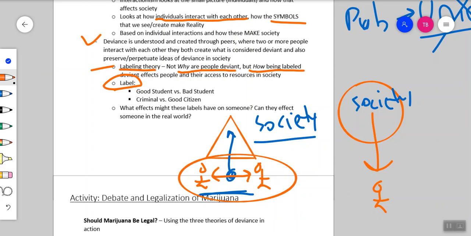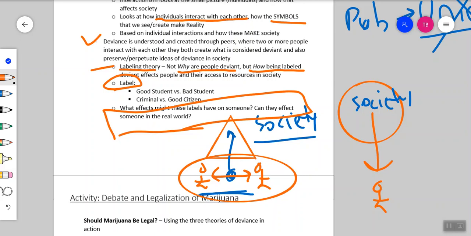We saw this maybe with the Stanford prison experiment or the Milgram experiment. What happens when an authority labels somebody something can actually change reality for that person. So deviance from the interactionist perspective isn't so much about whose power it's serving, or why it's made illegal, or what it functions as in society, but about what happens when something is labeled as bad, and what effects this might have on somebody. Can this affect somebody in the real world?